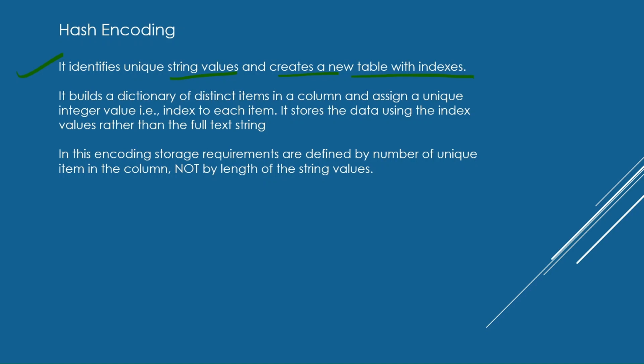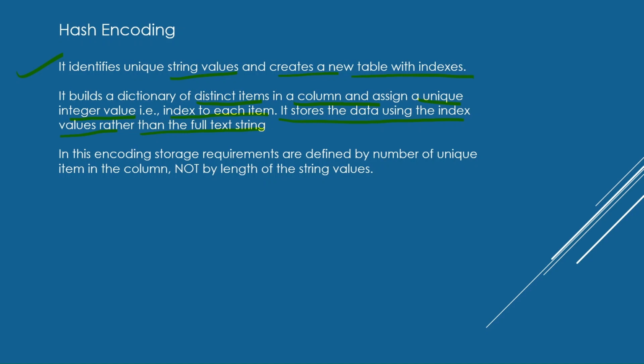It builds a dictionary of distinct items in a column and assigns a unique integer value, that is an index, to each item. It stores the data using the index value rather than the full text string.